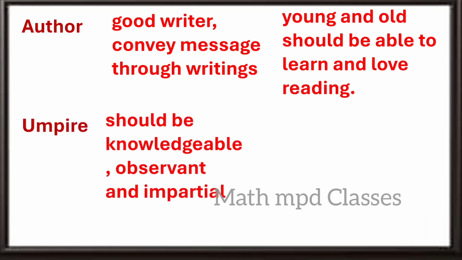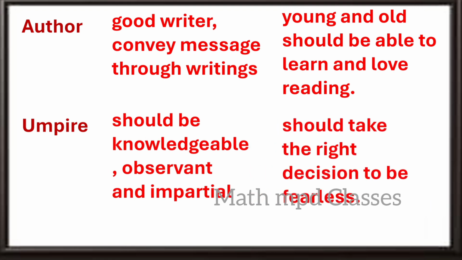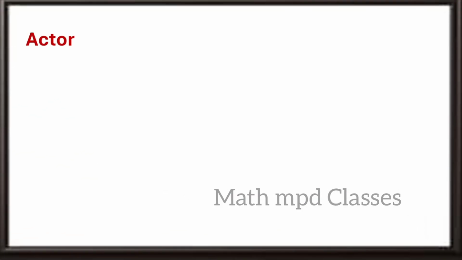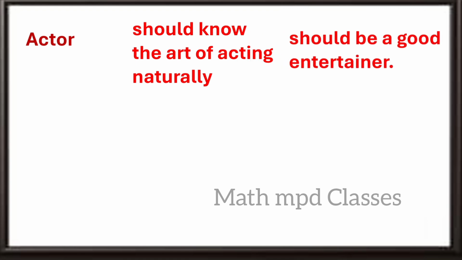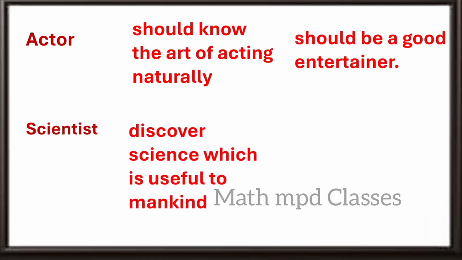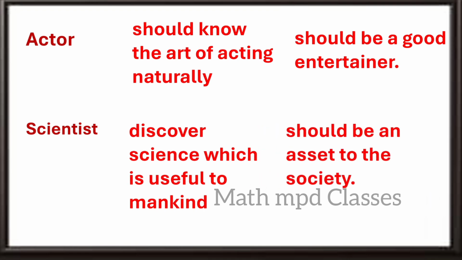Next is umpire, should be knowledgeable, observant and impartial, and should take the right decision, to be fearless. Next is actor, and quality is should know the art of acting naturally. And reason should be a good entertainer. Scientist, discover science which is useful to mankind and should be an asset to the society.